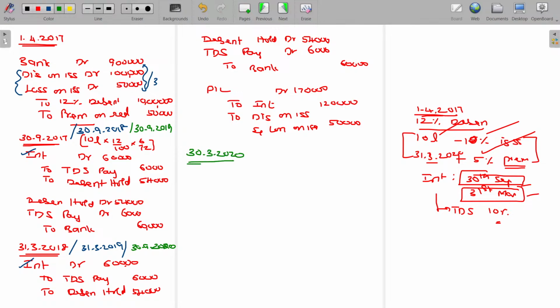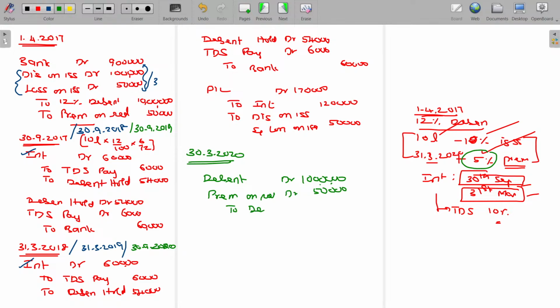On 31/3/2020 you are going to redeem. Debentures are going to be redeemable. So debentures account debit. While redeeming, what we do? We pay 5% additionally. The debenture value being 10 lakhs, but we pay 50,000 rupees excess. That will be called premium on redemption.